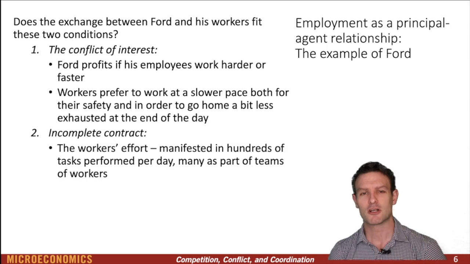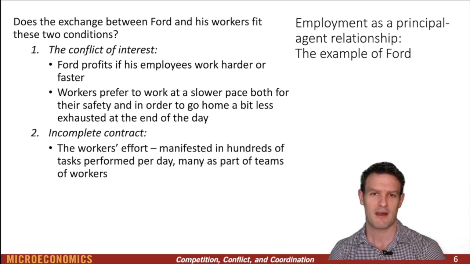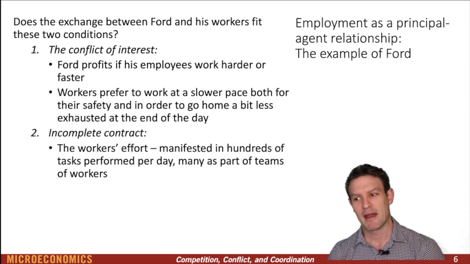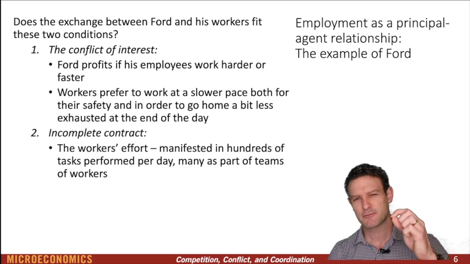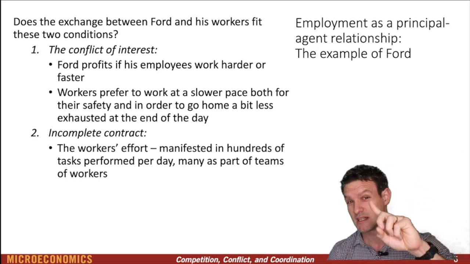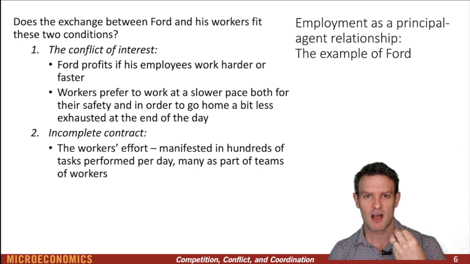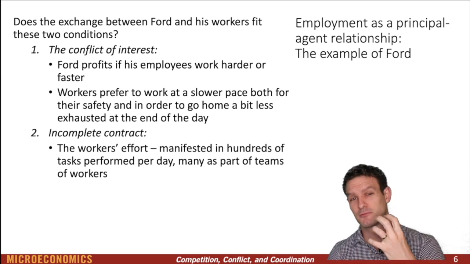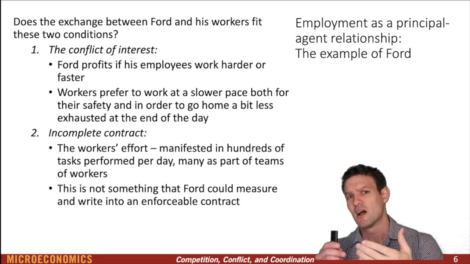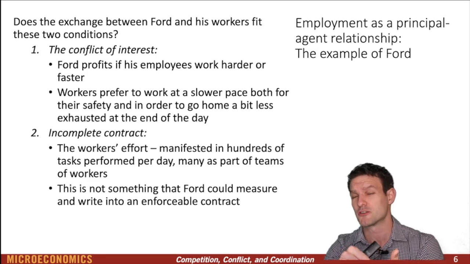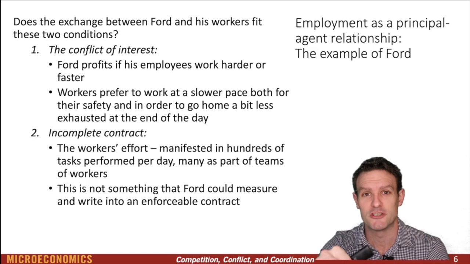In terms of an incomplete contract, here's an additional important fact. The workers' effort, manifested in many, many different tasks that they perform per day, was often done as part of teams of workers. If you're in a team of workers, identifying the effort of one individual team member is incredibly hard. It's hard to measure, it's hard to quantify. So what that means is it's very difficult to contract for that kind of work. That meant that it's hard for Ford to specify in a contract what each worker should be doing.